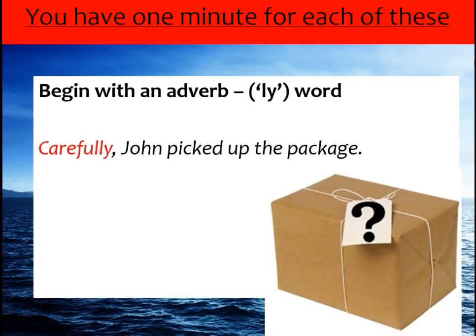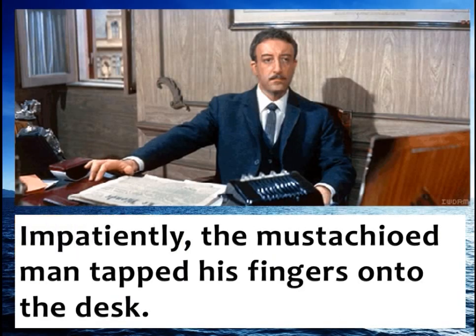So there are lots of different ways you can do this. For example, you could start with an adverb. So those of you who've forgotten, an adverb is a word that describes a doing word. For example, the verb in this sentence is picked. But if you say carefully, John picked up the package, the carefully describes how it's picked up. So you can use that as the start of your sentence. For example, impatiently, comma, you must remember the comma, the mustachioed man tapped his fingers onto the desk.